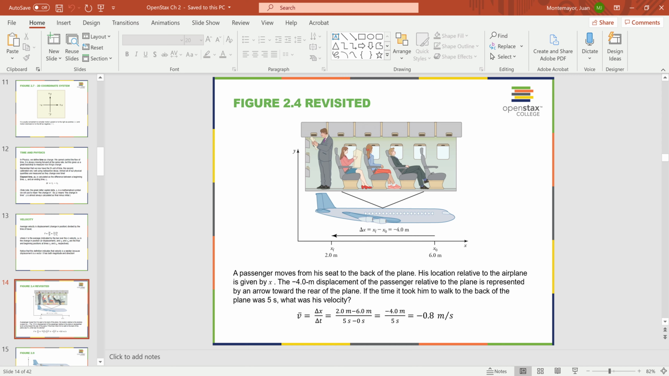So we can say that the moment that he started moving, we'll call that time 0. That's our initial time. And the point where he got to his final position, his 2 meter mark, was 5 seconds. That's how long it took to get to that position. So we'll say 5 seconds minus 0 seconds. So the total time was 5 seconds. So that'll give us negative 4 meters over 5 seconds, which equals negative 0.8 meters per second.